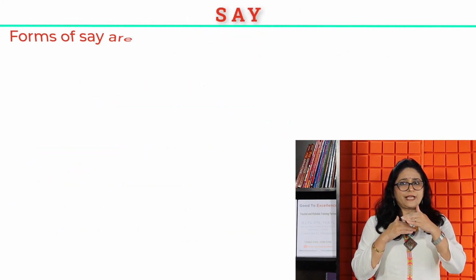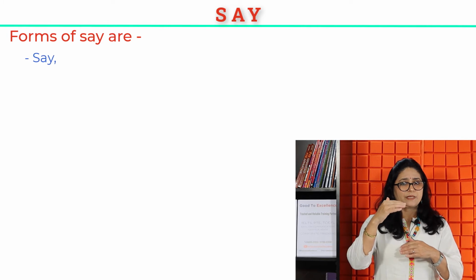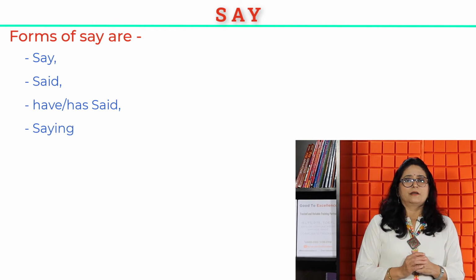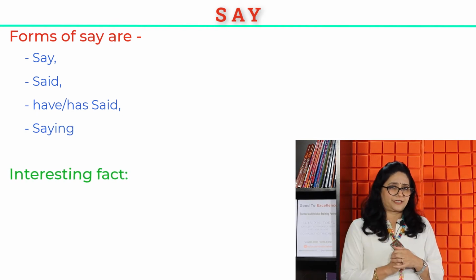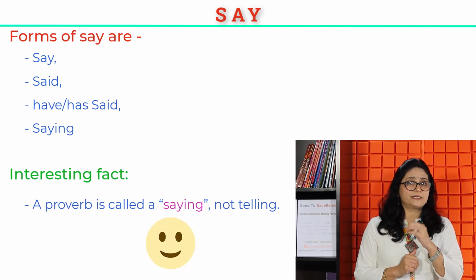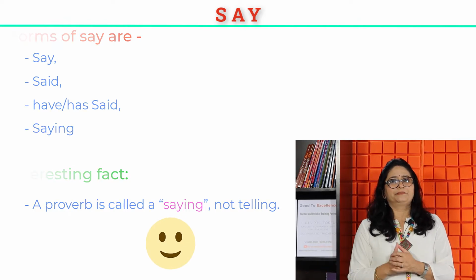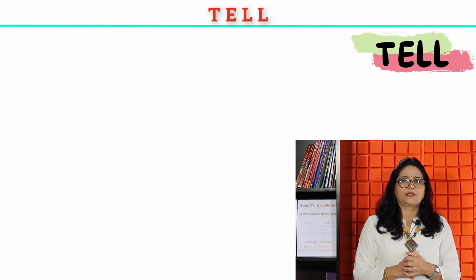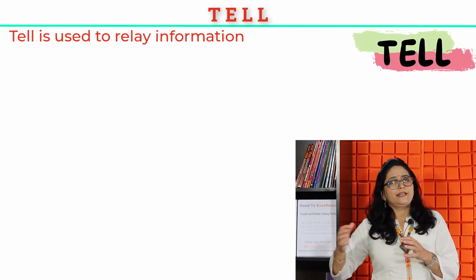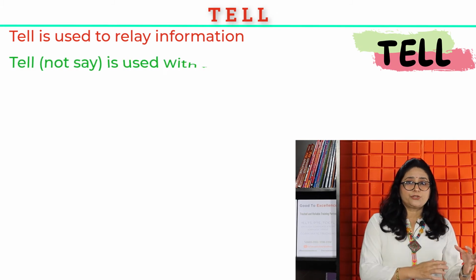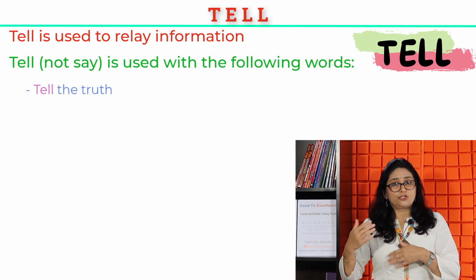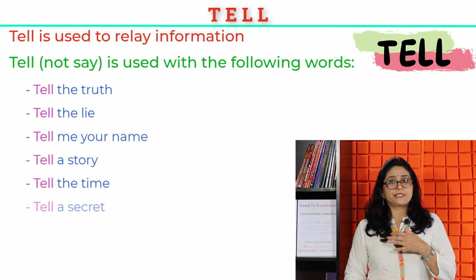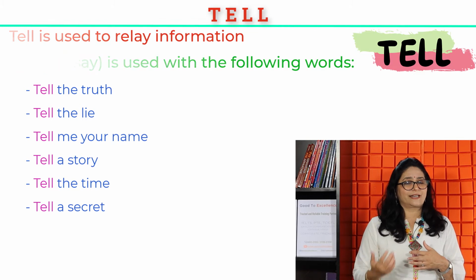Now, forms of say are say, said, have said, saying. Remember interesting fact. A proverb is called a saying, not telling. Now, let's check when do we use tell. Tell is used to relay information. Tell is used with the following words. Tell the truth, tell a lie, tell me your name, tell a story, tell the time, tell a secret.